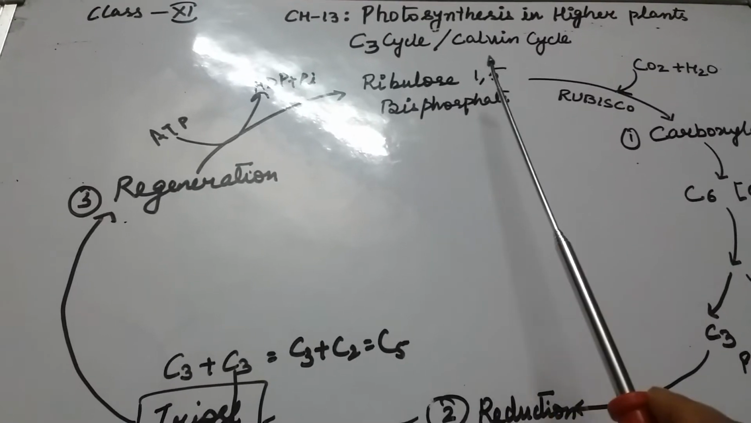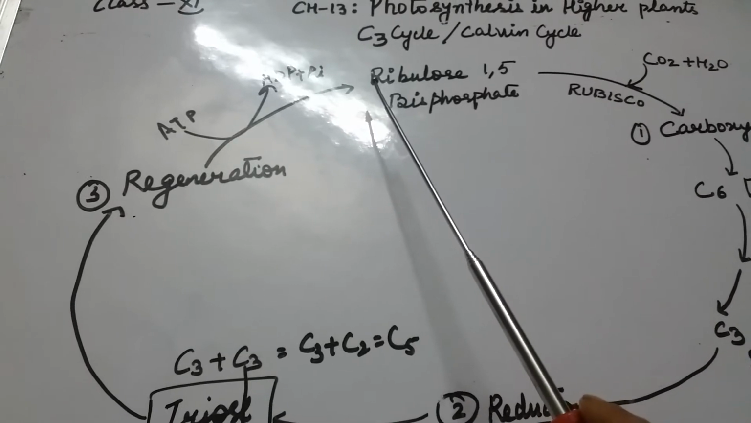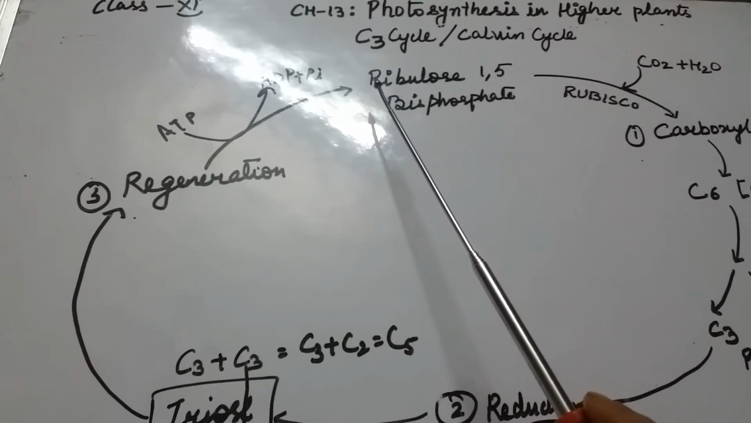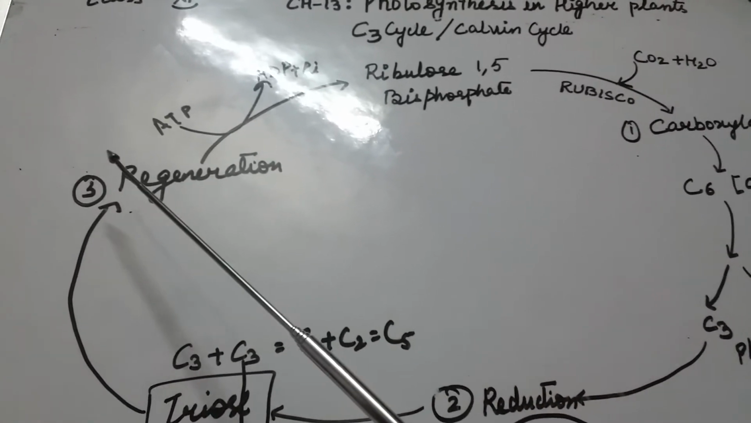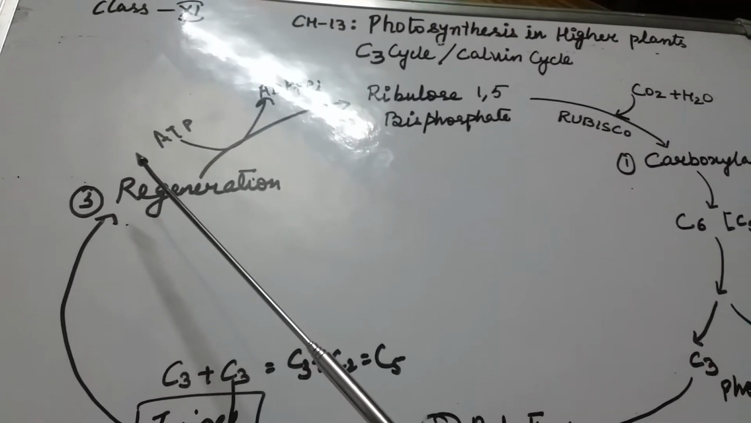The C3 cycle or Calvin cycle occurs in the dark reaction. In this biosynthetic phase, the dark reaction occurs, where the products that are formed in the light reaction are used up here, and this reaction occurs in the absence of light.